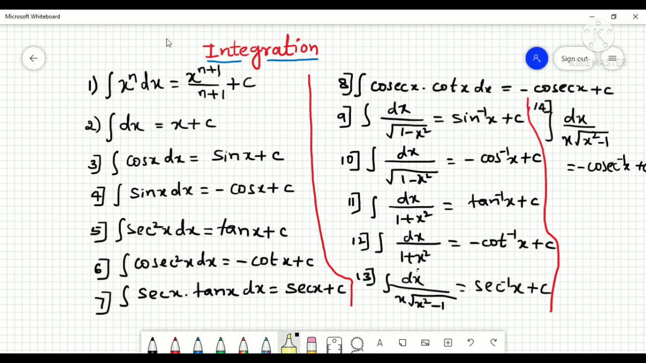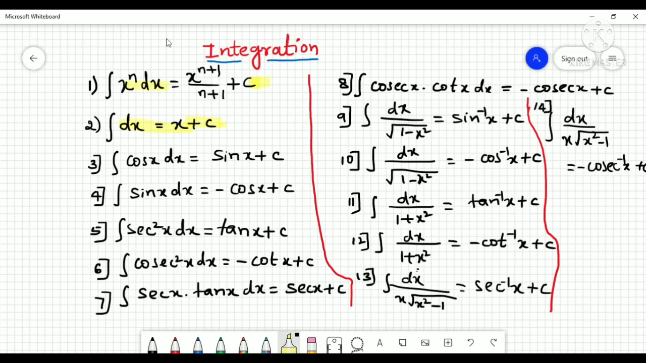Now, the first one is that integration of x to the power of n dx is equal to x to the power of n plus 1 by n plus 1. Then integration of dx is equal to x. Then integration of n dx, if n is a constant, is nx. Here we are keeping a c, because it is an indefinite integral. That's why it is an arbitrary constant.